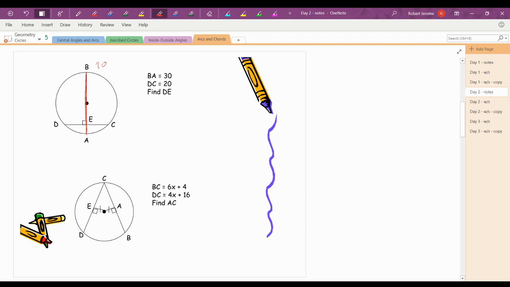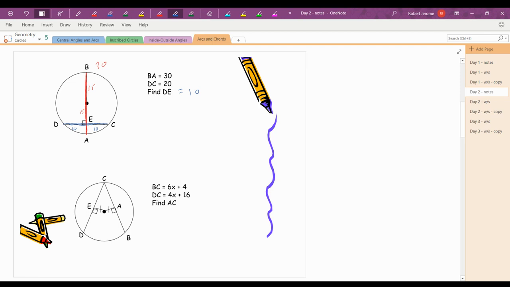So this is leading into a lot of today's discussion. That means we have 15 and 15 because the diameter is made up of 2 radii. DC, let's find DC. DC is 20. Notice that our diameter is perpendicular to the chord, so we bisected the chord, 10 and 10. And our question asks us to find DE, so we have it. It's 10.